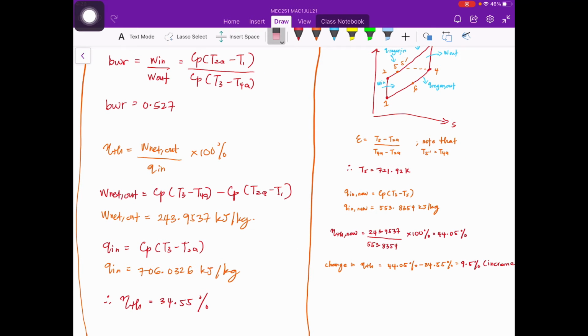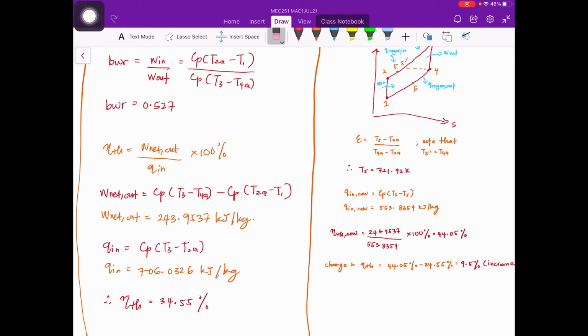Item B requires us to determine the back work ratio, which can be determined by using the formula of work input divided with the work output. With respect to the steady flow energy equation and the method to determine the properties for ideal gases, we can get this expression for the back work ratio. Next, you will need to substitute all the necessary values and calculate. Thus, you will get the value for the back work ratio is equal to 0.527.